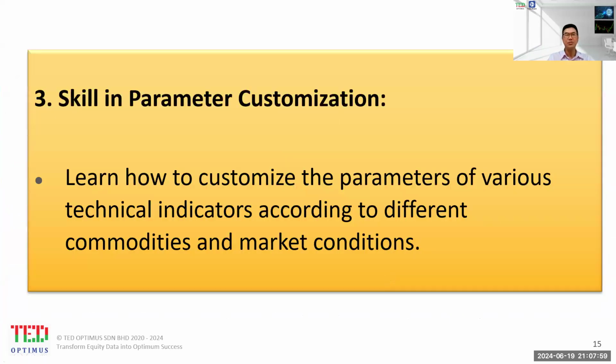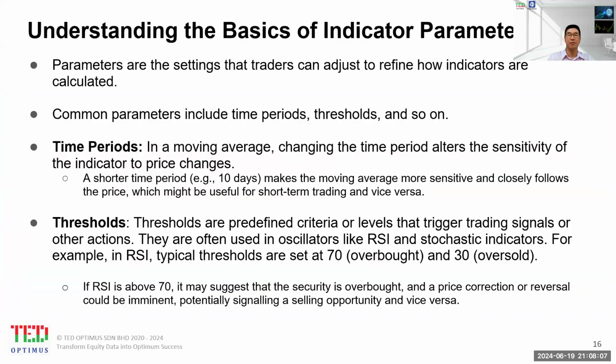So the third one is to learn how to customize the parameters according to different conditions and commodities. So what are parameters? Parameters are the settings that a trader can adjust to refine how indicators are calculated. So when you put in a 20 period moving average, that is the parameter. There are at least two types. Actually, many types, I just have time for two types.